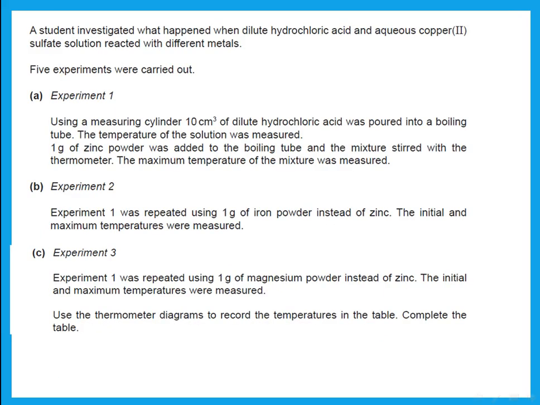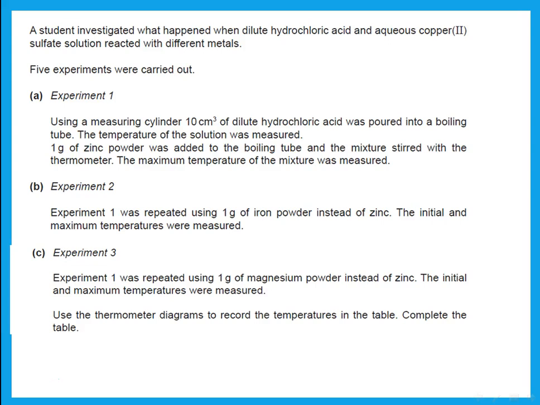Okay, this is an experiment where he is reacting dilute hydrochloric acid with aqueous copper sulfate. Students investigate what happened when dilute hydrochloric acid and aqueous copper sulfate reacted with different metals. So he's putting 10 centimeter cubed of hydrochloric acid, 1 gram of zinc powder, and then he measured the maximum temperature. And then in experiment 2, he put 1 gram of iron with the hydrochloric acid and measured the temperature.